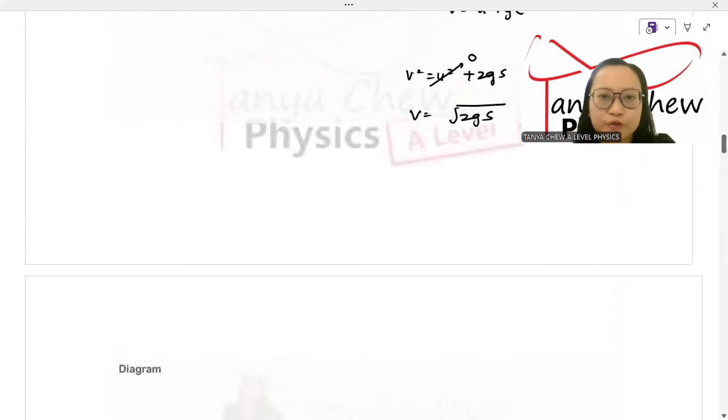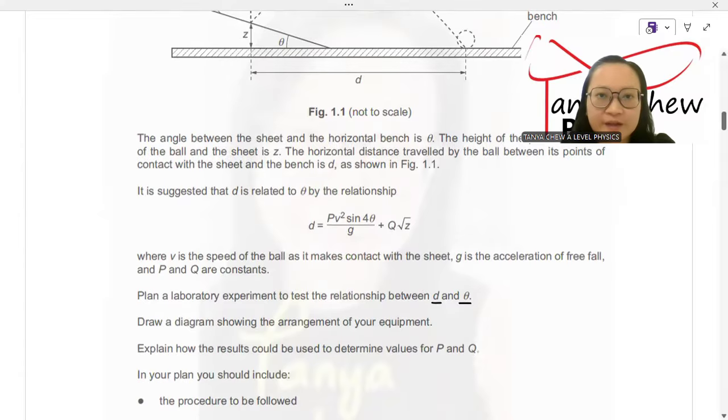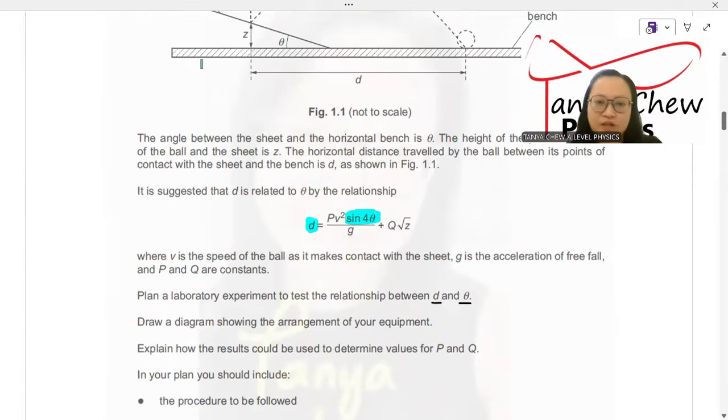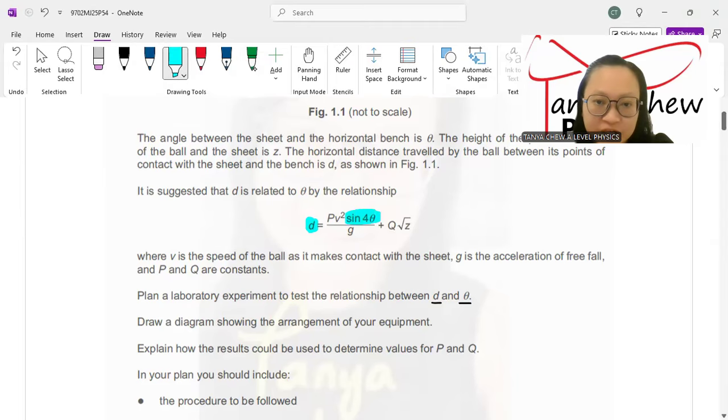Analysis. There will be 3 marks given for analysis, so you need to write 3 points here. In analysis, you just tell what kind of graph you want to plot. So I'm going up to the relationship right here. You can see that this is a relationship between D and theta, so I'm going to take up all of sine 4 theta. Therefore, if I plot the graph of D against sine 4 theta, PV squared over G would be my gradient, and Q square root Z would be my y-intercept.